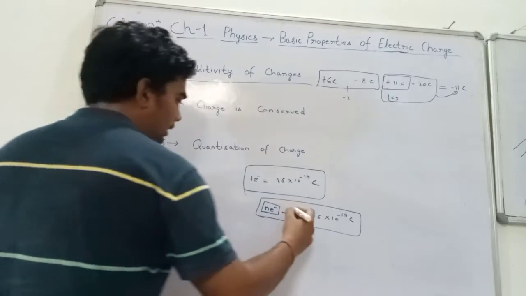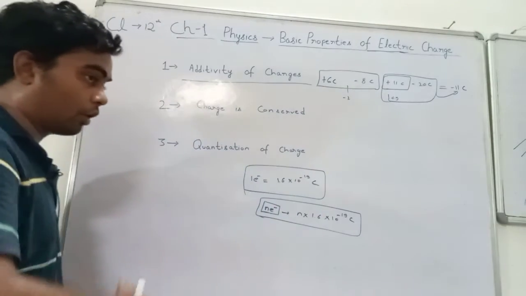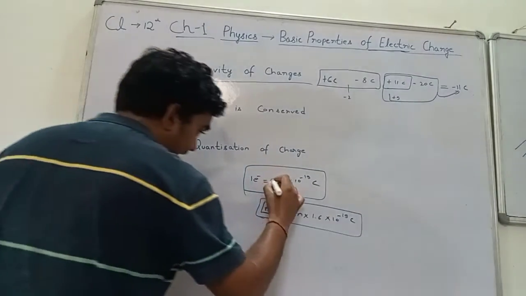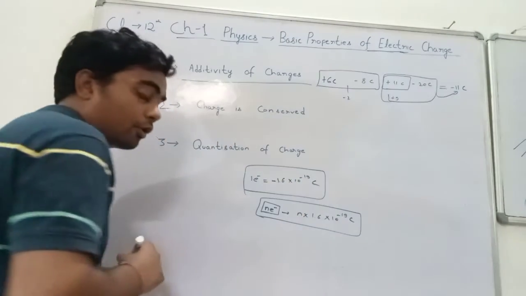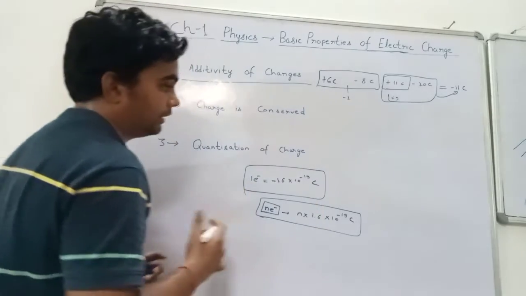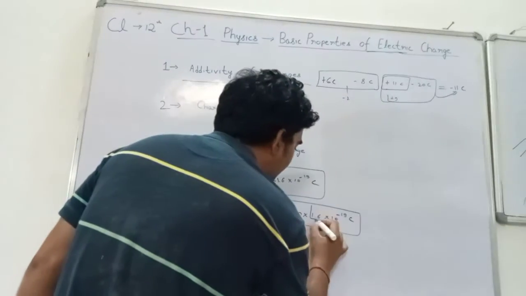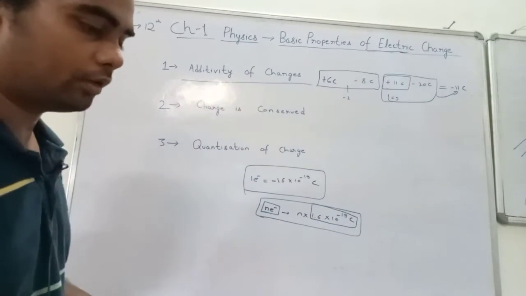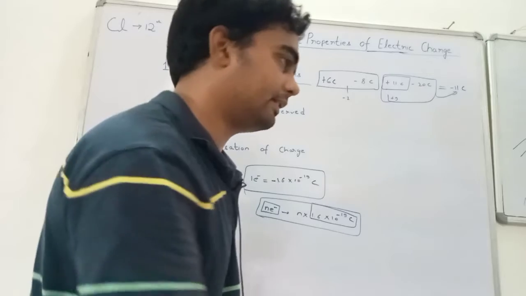So that means the charge gained or lost by a body, in terms of electronic charge, which is negative in nature (we know that on an electron the charge is negative), will always be in multiples of this, isn't it? Now this is one thing. Now let's also talk about two different cases.